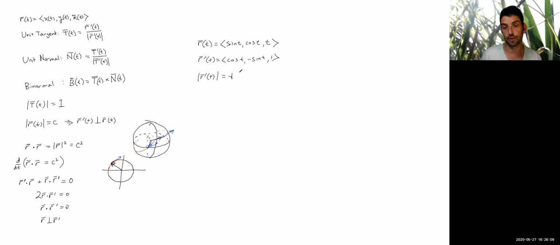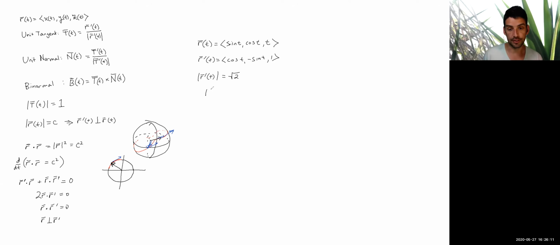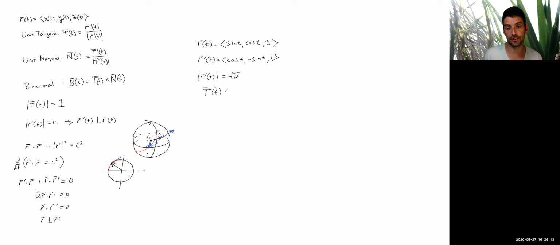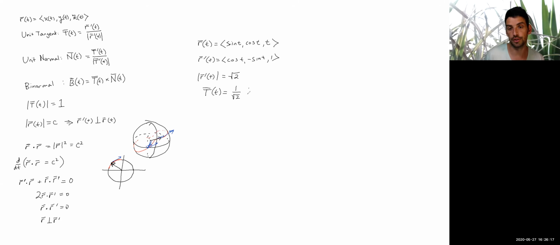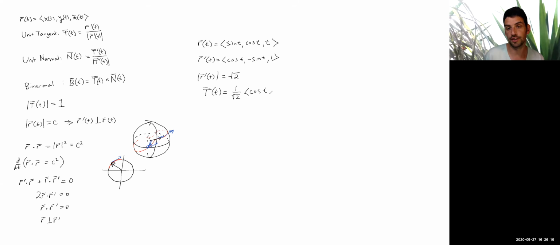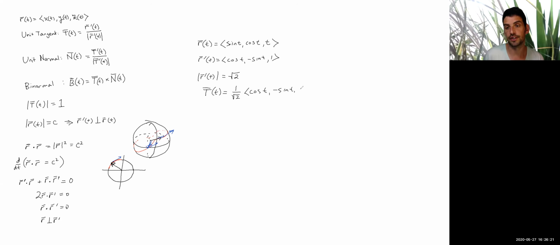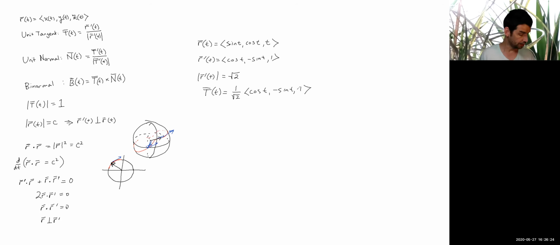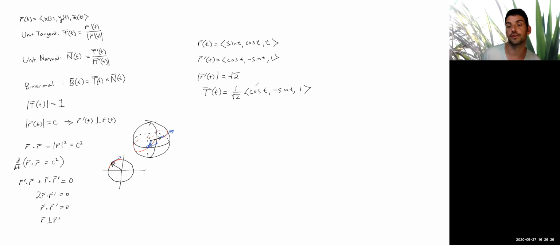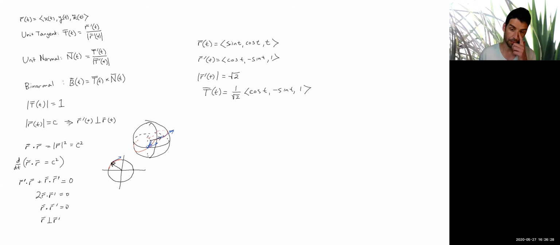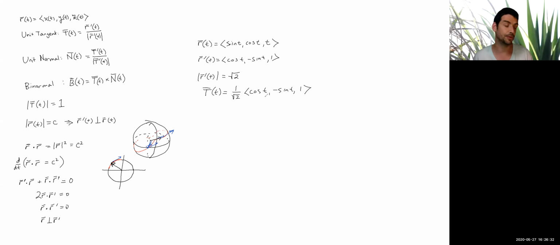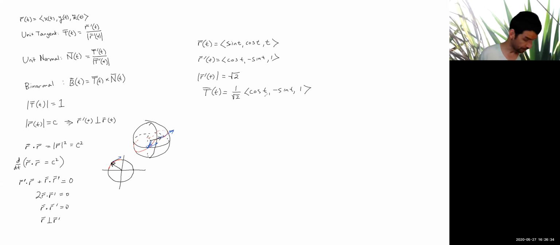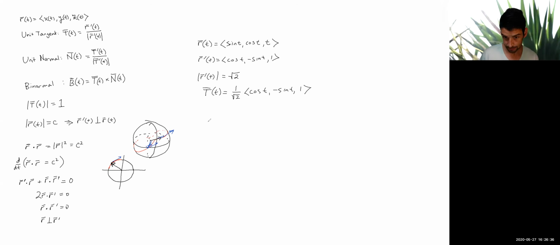So we get the square root of 2, which means the unit tangent vector looks like 1 over root 2 times cosine t, negative sine t, 1. Okay, so that's our unit tangent vector, right? You can distribute the 1 over root 2, well, distribute's kind of the wrong word, but this is multiplied to each of those 3 components.